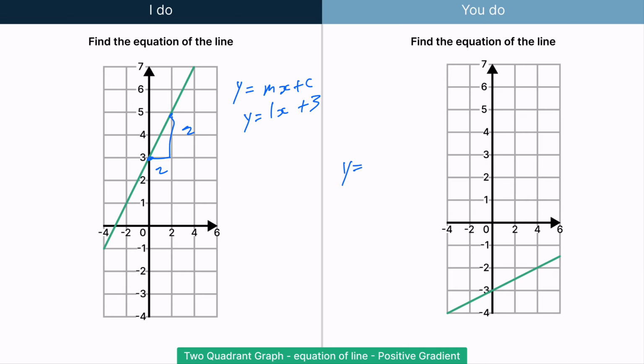And again, hopefully you've pressed pause and had a go at this example on the right. So the y-intercept is negative 3. The gradient is just going to be that point there and there. So if I go 4 across, 1 up, that would be 1 over 4x minus 3.